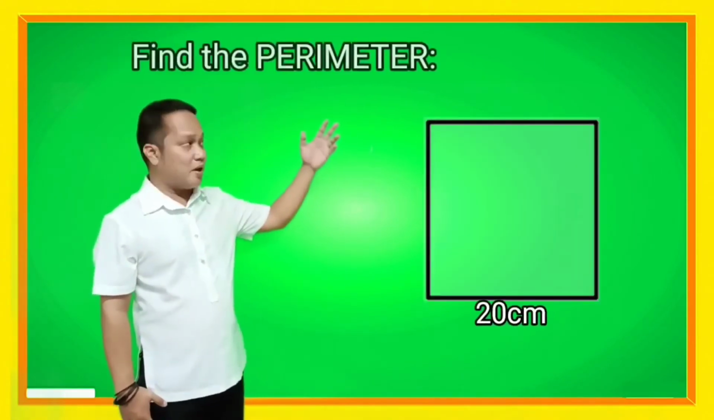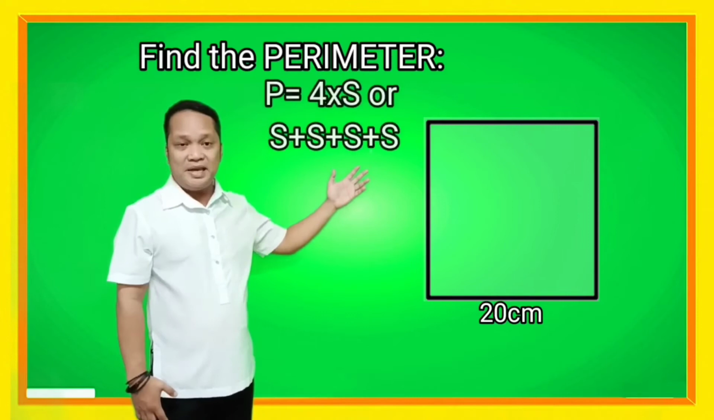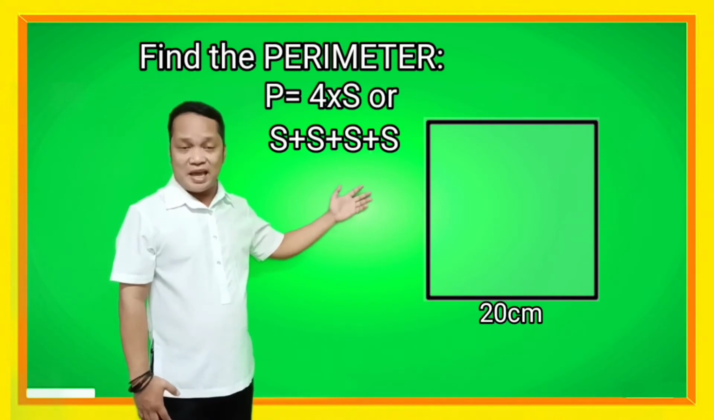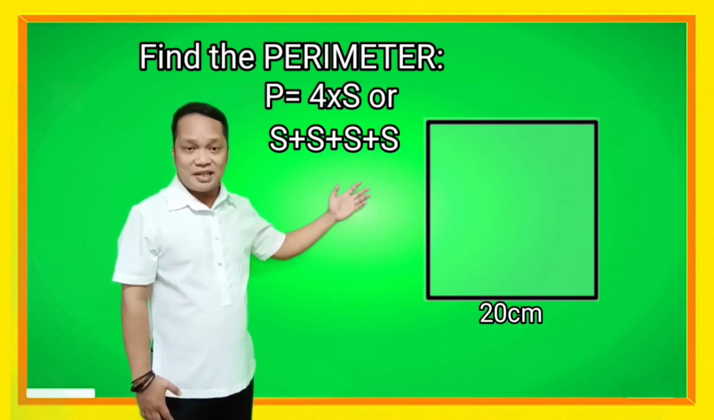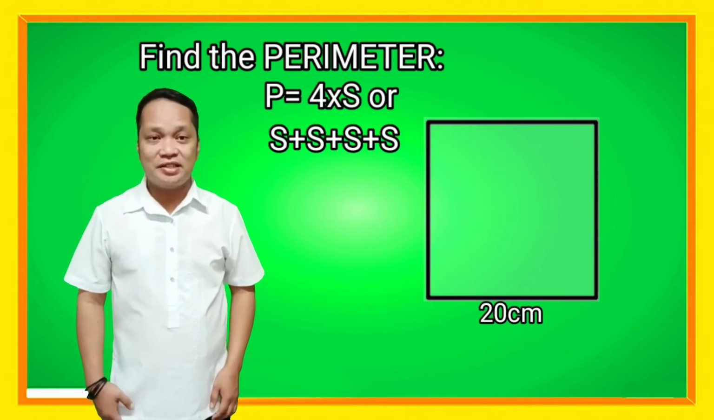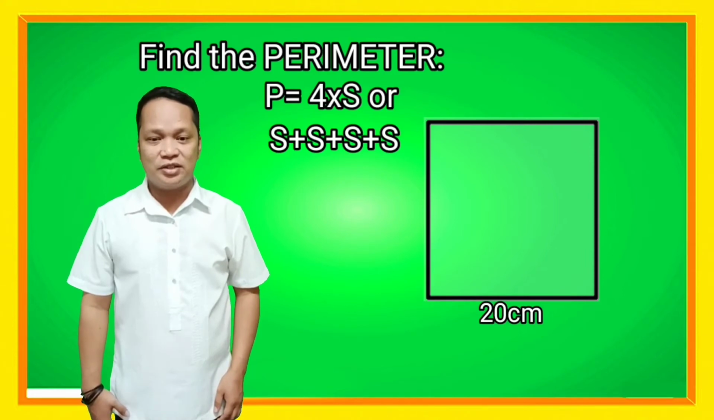Another example, children. Try to get the perimeter of this square using the formula P is equal to 4 times S or S plus S plus S plus S. A square that has 20 centimeters on each side. I will give you 15 seconds to do it. Go!